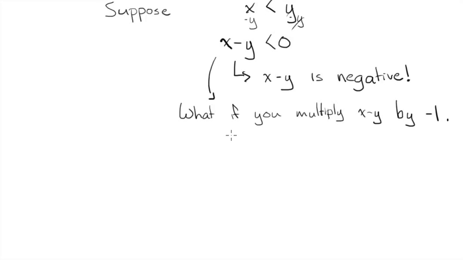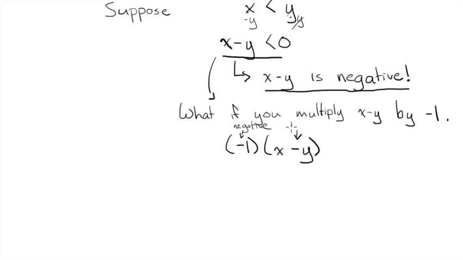So if we multiply negative 1 by x minus y, the result should be, remember, this is negative, and this is, from what we set up right here, I wrote it down, this is negative. If you multiply a negative times a negative, you get a positive. So negative 1 times x minus y should be bigger than 0, should be a positive number. Right? Bigger than 0 means it's positive.